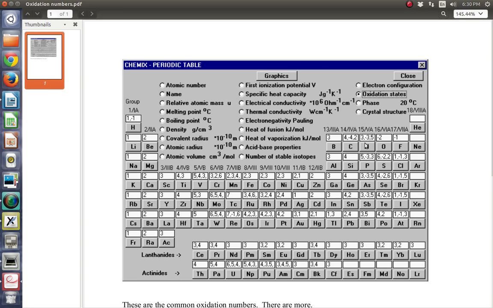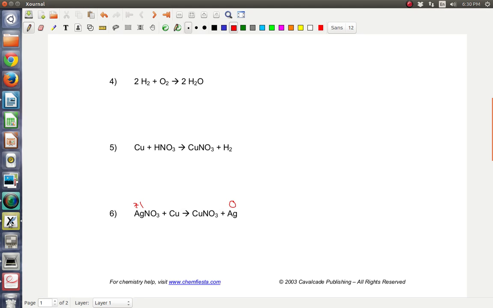Nitrogen has a +3, a -3, or a +5. So let's keep that in mind. I'm not sure which one to use yet. So for nitrogen, we're going to write down here, it could be a +3, a -3, or a +5. Well, what about oxygen? Oxygen is always a -2, or almost always a -2. So I'm going to figure out what nitrogen is based on this.